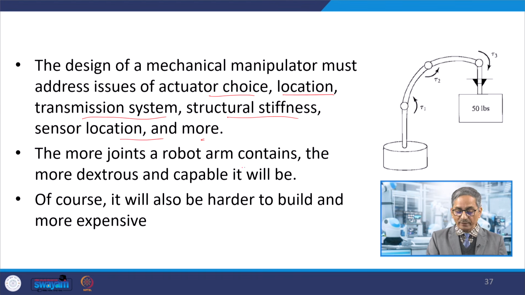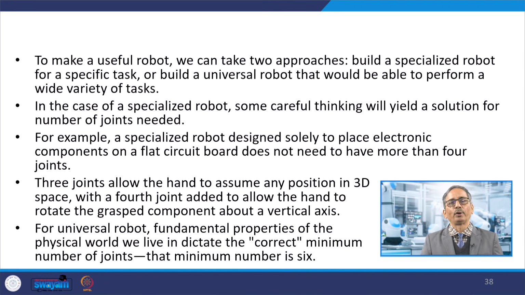The more joints a robot arm contains, naturally the more dexterous the robot is going to be. And again there is going to be a problem: if your robot is going to have more joints, naturally you will require more actuators and more sensors, so it will be harder to build as well as more expensive. To make a robot useful, there could be two approaches. The first approach is that we build a specialized robot for a specific task, as per the requirement given by the user.